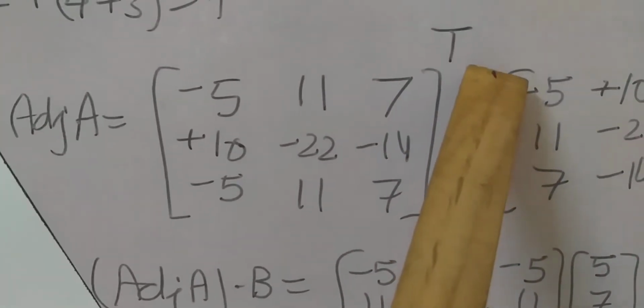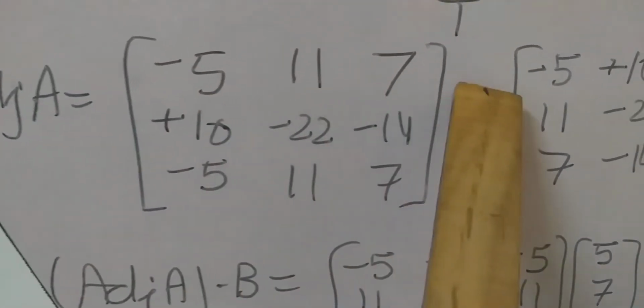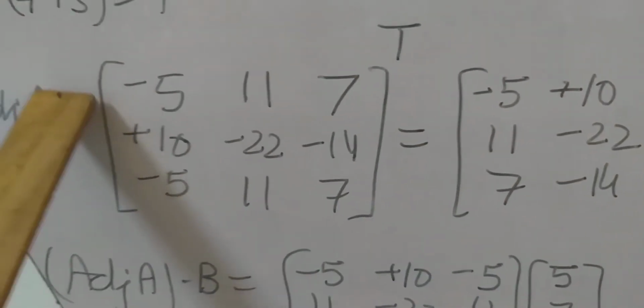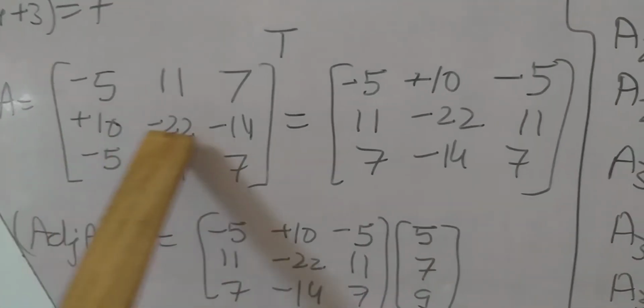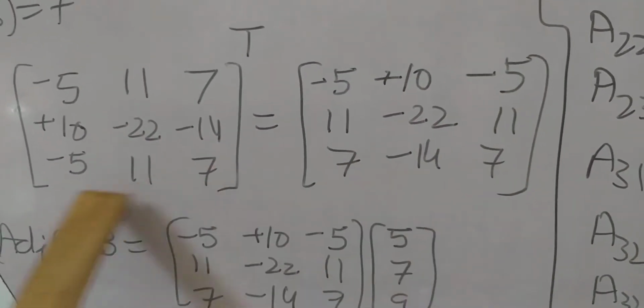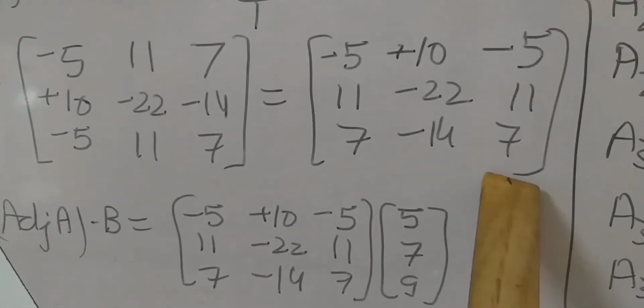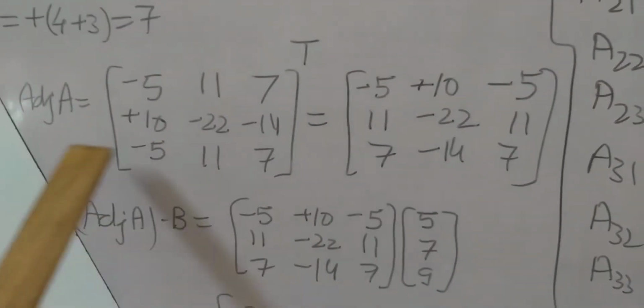So in a transpose, you know, we change rows into columns. So the first row changes into the first column, student. The second row changes into the second column. The third row changes into the third column. So this is the adjoint A.